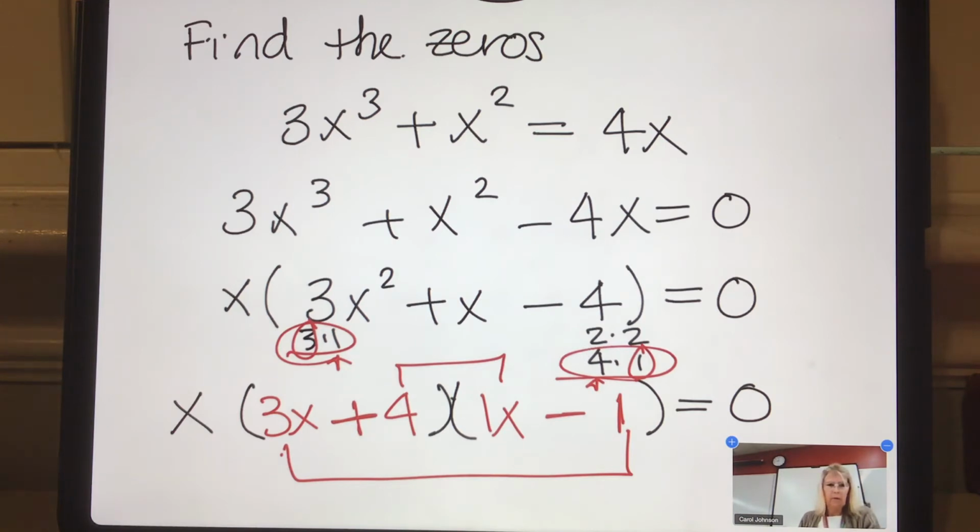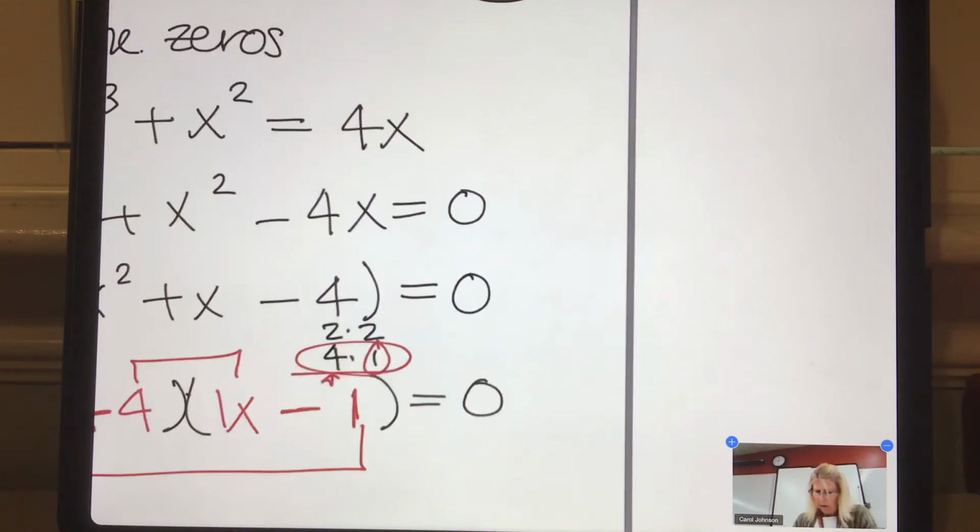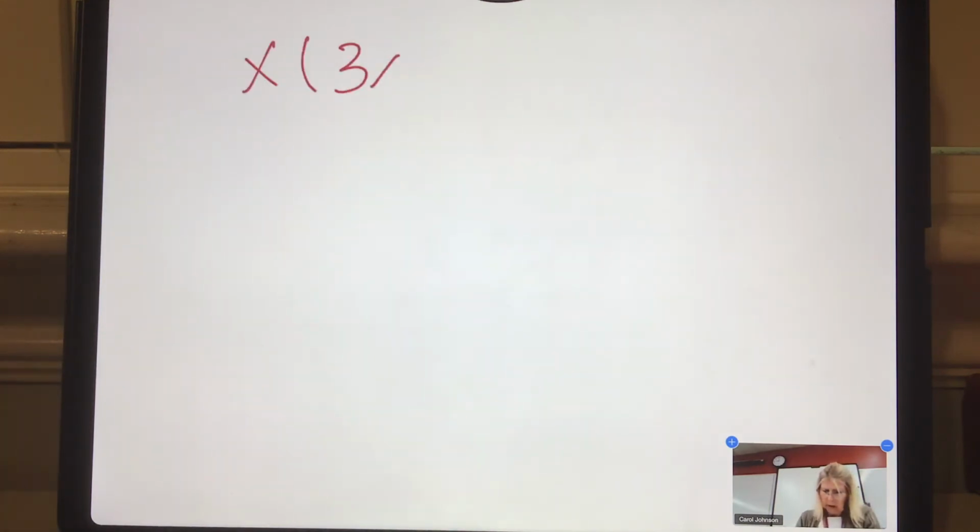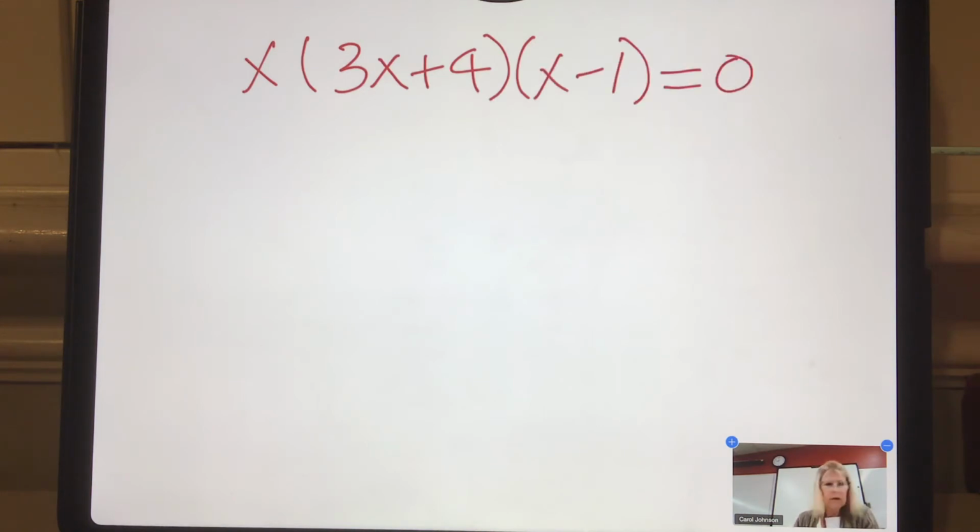Yes or no? Am I good? I have to move to the next page because I ran out of space. Hang on. So it's x times 3x plus 4 times x minus 1. Did I copy it right? Is that right?